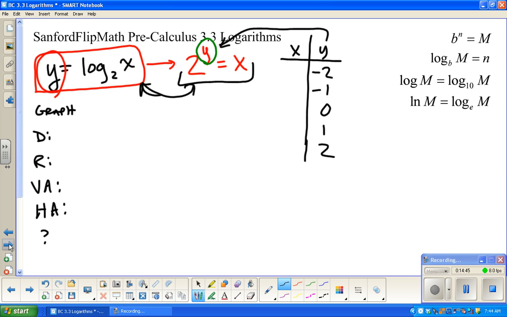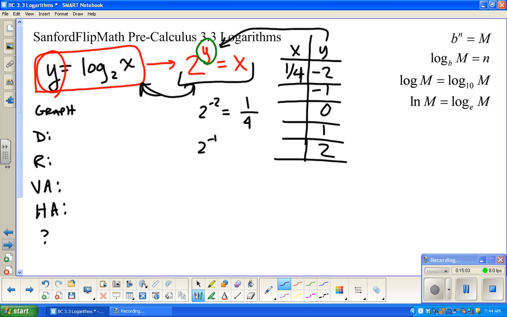So 2 to the -2 power is 1 over 2 squared, so 1 over 4. And that's actually my x value. I know this feels weird, just bear with it. So 2 to the negative 1 power is 1 over 2. 2 to the 0 power is 1. 2 to the 1 power and 2 to the second power, those are easy.